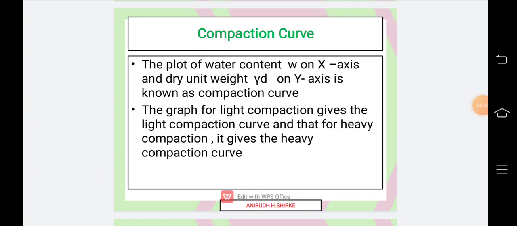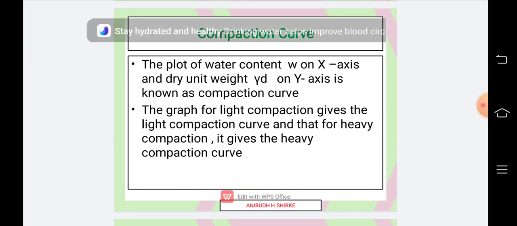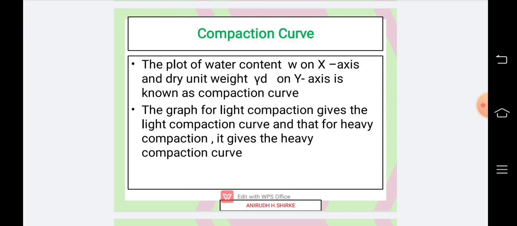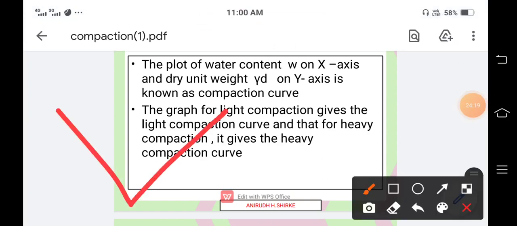So next, what is meant by the compaction curve? Okay, what is meant by the compaction curve? So we already plotted our compaction curve, that is the plot of water content on the x axis and dry density rho d or gamma d on the y axis. This curve is called a compaction curve. Okay, that is because we have 6 samples.